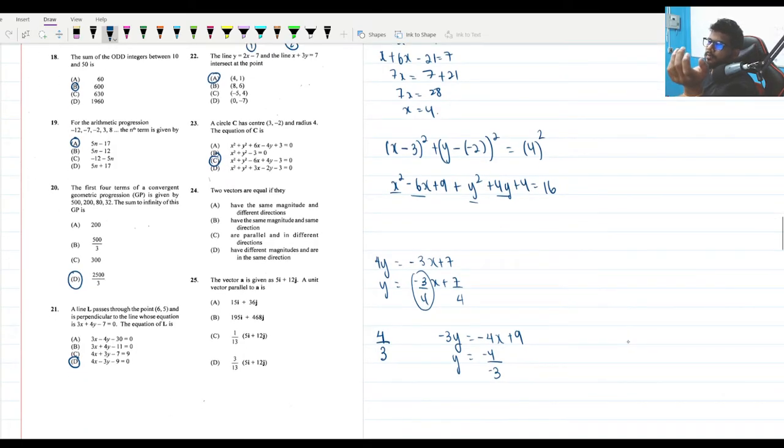Two vectors are equal if they have the same magnitude and the same direction. We did this question already. This answer is C.